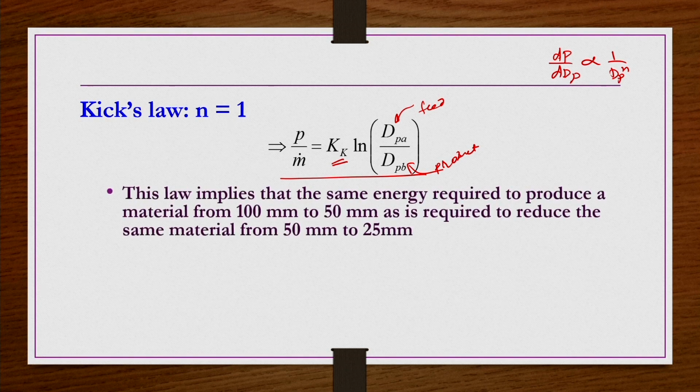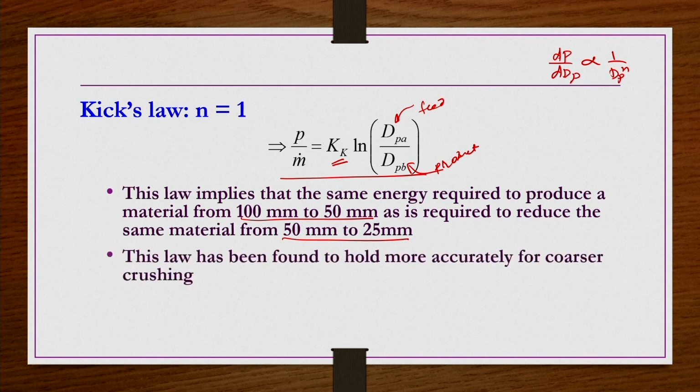That is, this law says that the same energy is required to reduce a material from 100 mm to 50 mm as is required to reduce the same material from 50 mm to 25 mm, because 100 by 50 is 2, 50 by 25 is again 2. So according to this law, as long as the dPa by dPb ratio remains the same for a given material being crushed in a given equipment, the power requirement is going to be the same, but in reality that is not true in general.